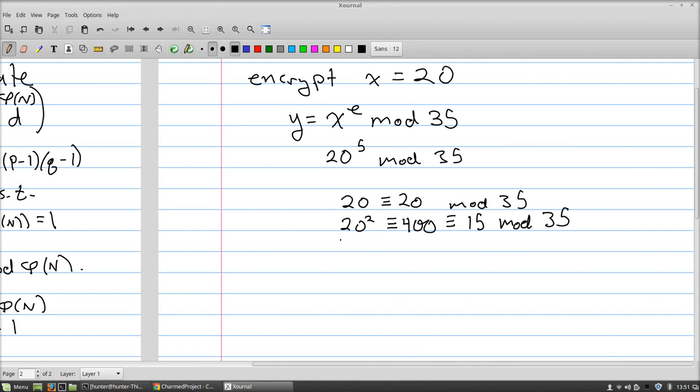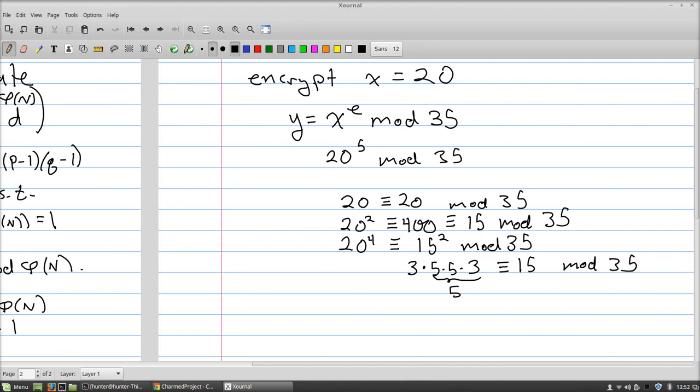Now I can square both sides again, and 20 to the 4th power is congruent to 15 squared mod 35. Again, I could appeal to the computer, but let me see if I can psych things out here. 15 squared is 3 times 5 times 5 times 3, so this is 25 times 3, which is 75, but 75 mod 35 is just 5. So this is 5 mod 35.